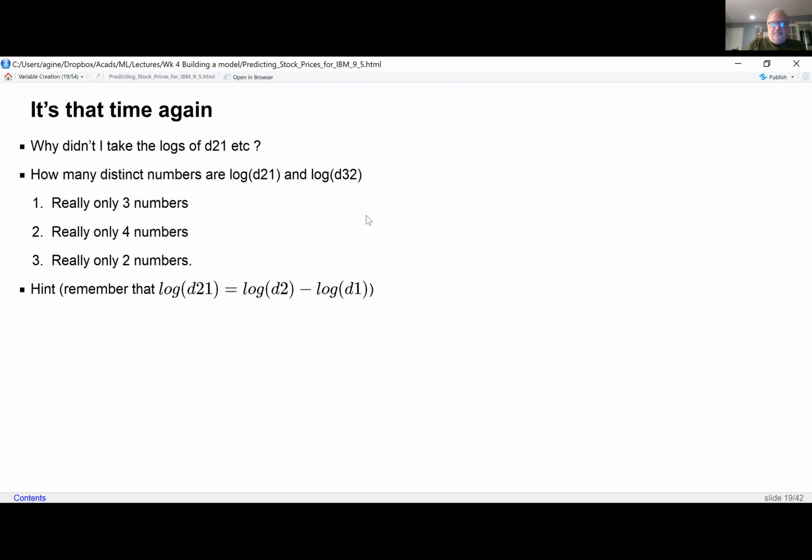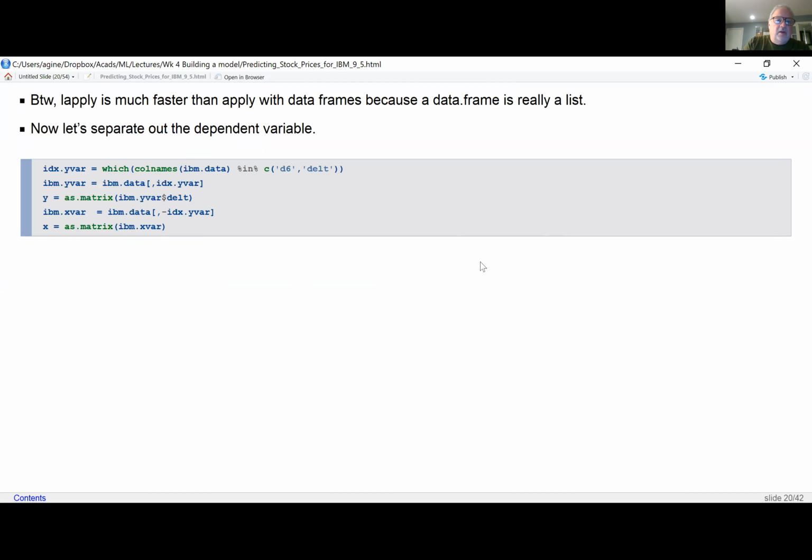So there was no need to take the log of the returns when I already have the log of the dailies. Even though I didn't take any log returns, tacitly they're in there because I do have the log of the outrights. And here I wrote out that the reason you use lapply is it's much faster than doing the ordinary apply.